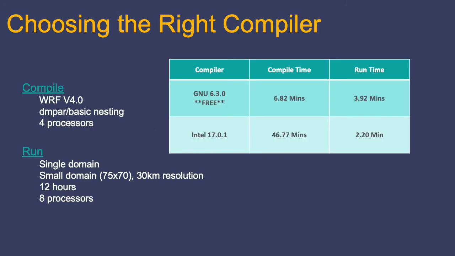At some point before compiling, you'll want to consider your options for a compiler. This shows some very simple tests I ran to show the speed difference in a GNU or gfortran compiler and an Intel compiler. Obviously, there are other compilers that could be used, for example, PGI or AIX, but I just used these that were readily available to me. This compile timing test was with WRF version 4.0, and I chose the distributed memory and basic nesting options. I compiled with 4 processors, and then I did a timing test for running with the 2 compilers. The simulation used a very simple and small single domain with coarse resolution. I ran for 12 hours and used 8 processors to run.